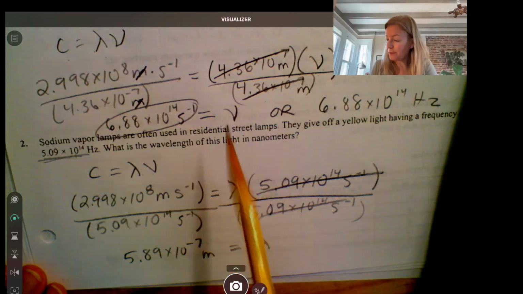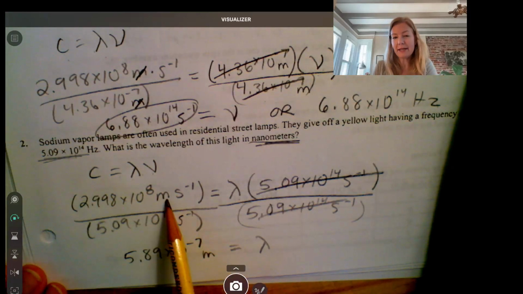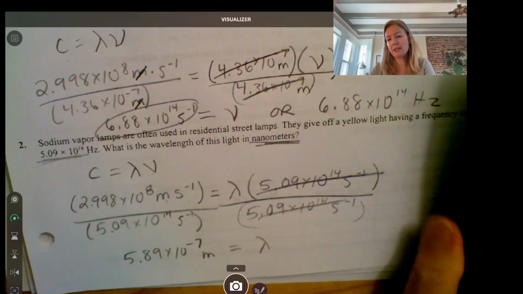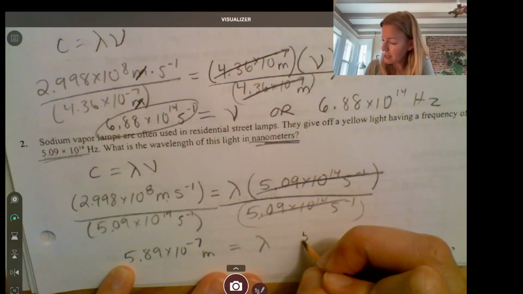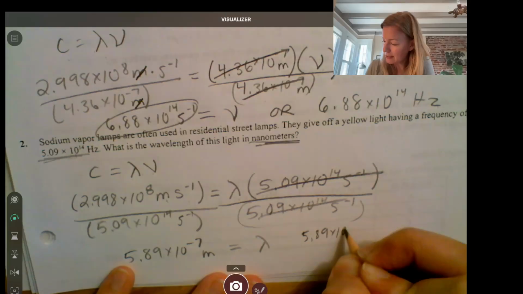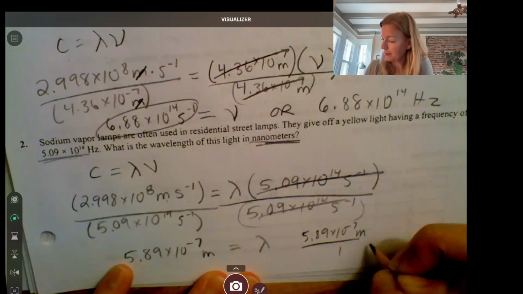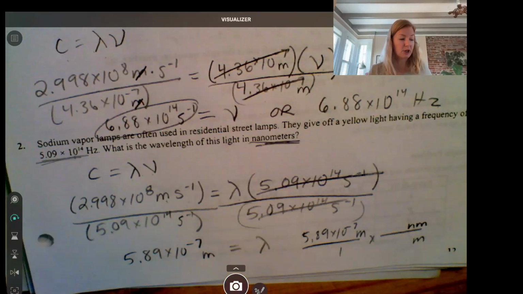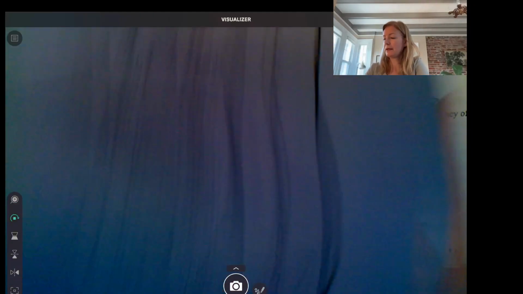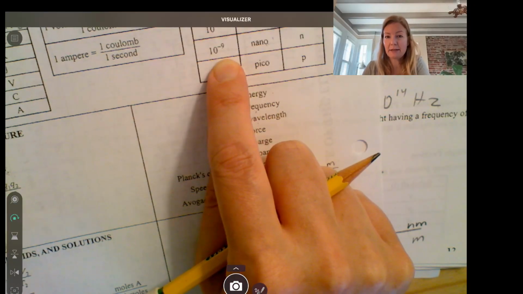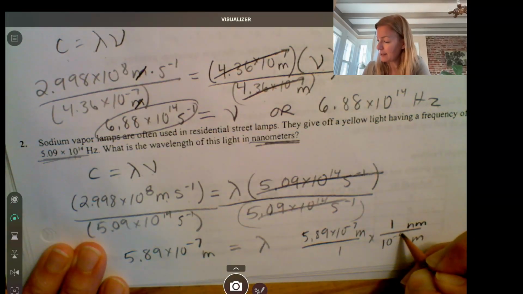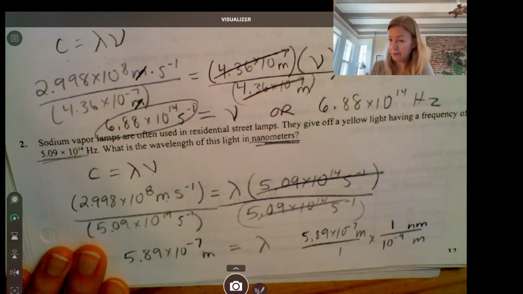And it's asking for it in nanometers. Again, the speed of light is meters per second, so it'll always give us wavelength in meters. We need to convert that to nanometers. So take 5.89 times 10 to the -7th meters. Throw meters under the bus. We want to get to nanometers. And again, check your formula sheet. A nanometer is 10 to the -9th meters. Okay, it's a very small amount of meters. So 1 nanometer is 10 to the -9th meters, or a billionth of a meter.